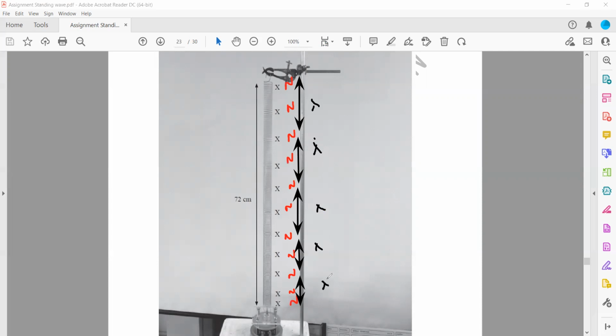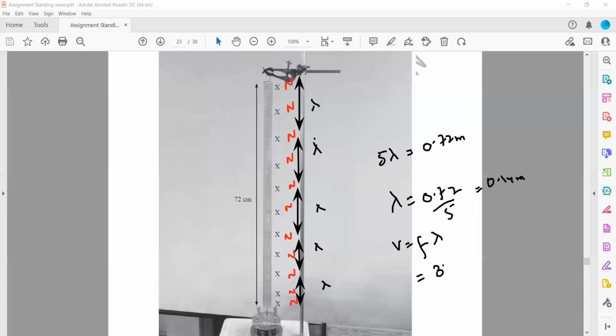And the length of 5 wavelengths is how much? 72 centimeter, but it should be in meters, so 0.72 meters. So wavelength is equal to 0.72 divided by 5, which is about 0.14 meter. And then we need the speed. So speed is frequency multiplied by wavelength. The frequency was given in the question, and the wavelength is 0.14. When we multiply, we'll get the speed, which is about 4.8 meter per second. Is it clear?